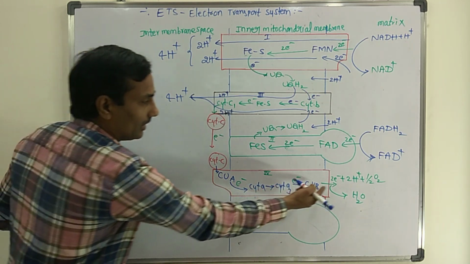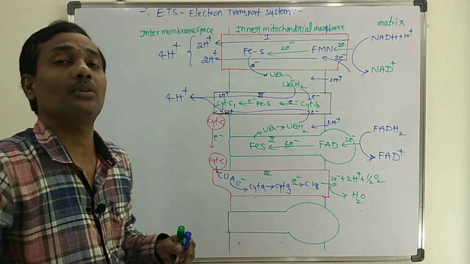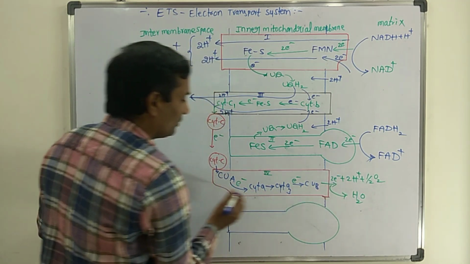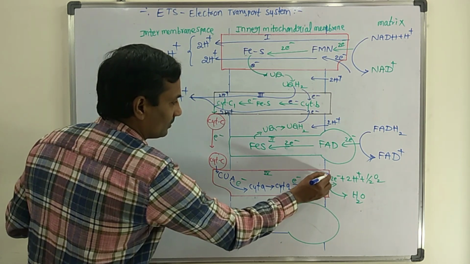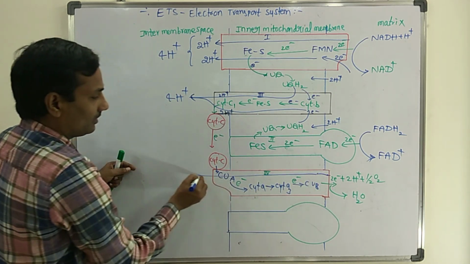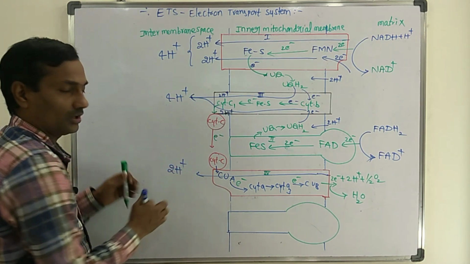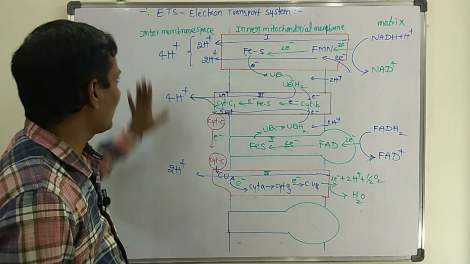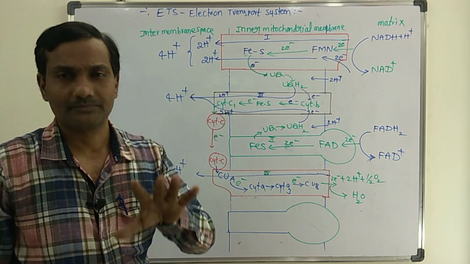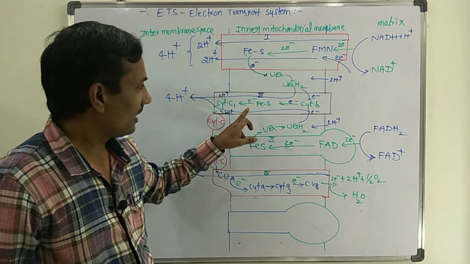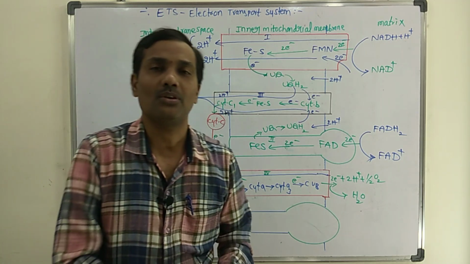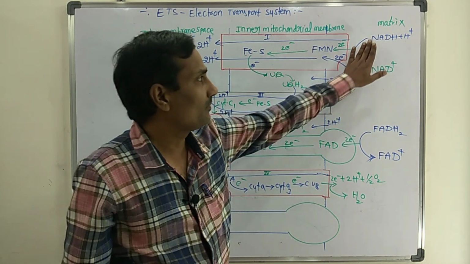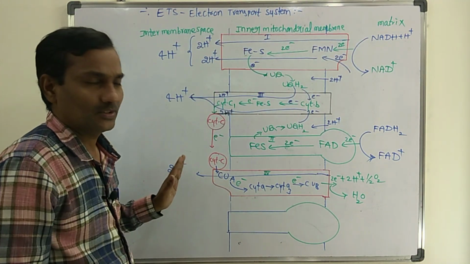Complex 4 also should translocate 4 protons outside, but already 2 protons are used, no? So the remaining 2 protons are transported outside, into the intermembrane space. Complex 1, complex 3 and complex 4 only help in the translocation or transport of protons from the matrix to the intermembrane space.